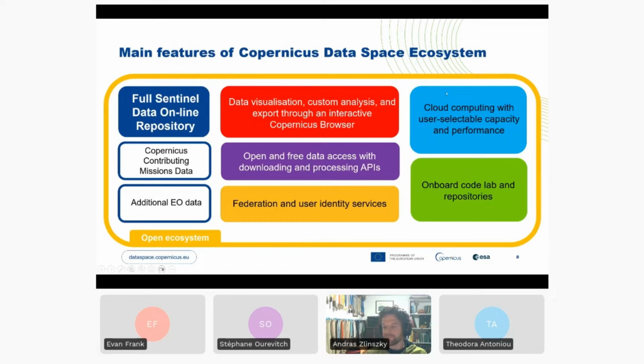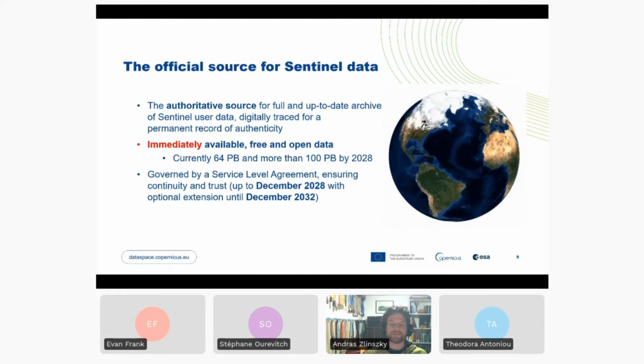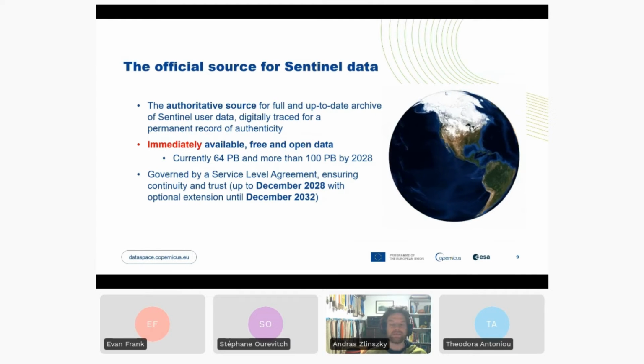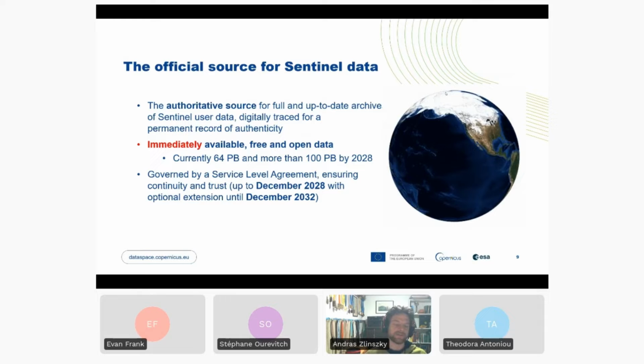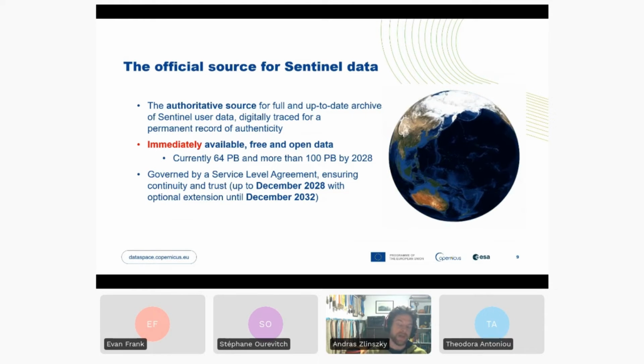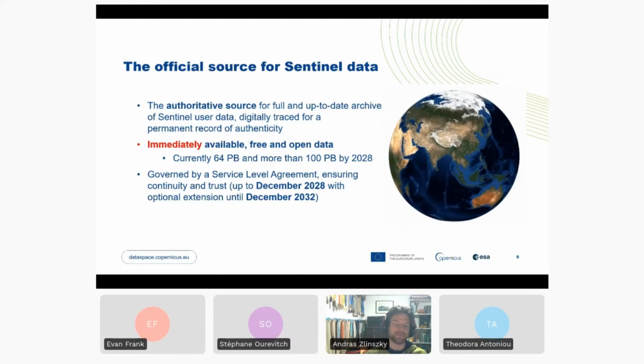Of course, the first thing I want to talk to you about is data. So Copernicus Data Space Ecosystem is the official source for Sentinel data. It's the authoritative source. Anyone who's distributing Sentinel data over the internet is getting it from us. So this is the place where the data is released the fastest, the earliest, and it's definitely up to date. And it also has a digital authenticity trace.